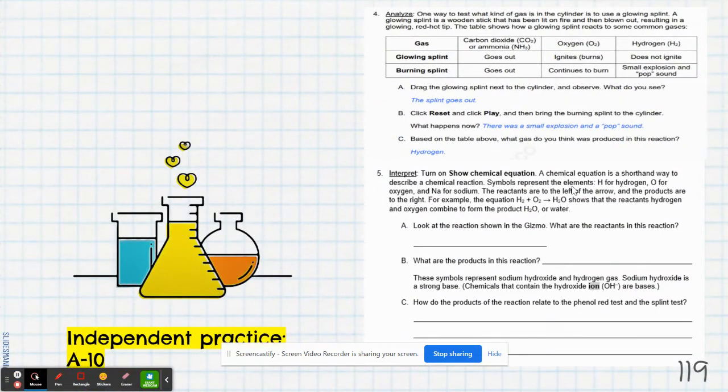In step 4, this is the one that you should have done; for some reason the wrong one was in your digital notebook. You tested it with the glowing splint, and the splint went out. Then you tested it with the burning splint, and there was a pop sound. Based on those results, we're able to figure out that the gas inside the cylinder is hydrogen.